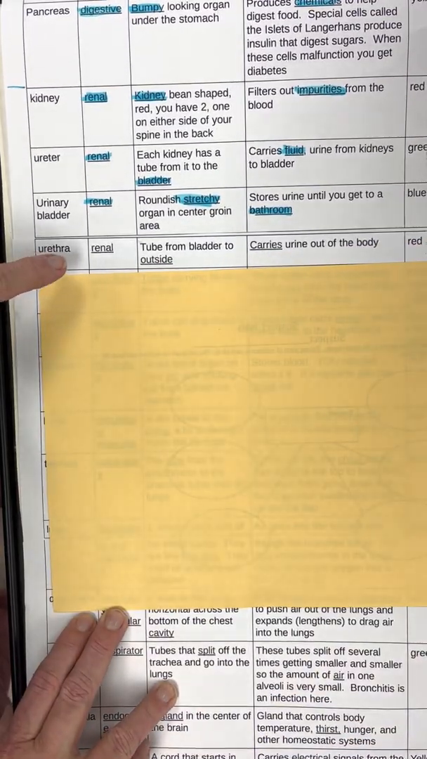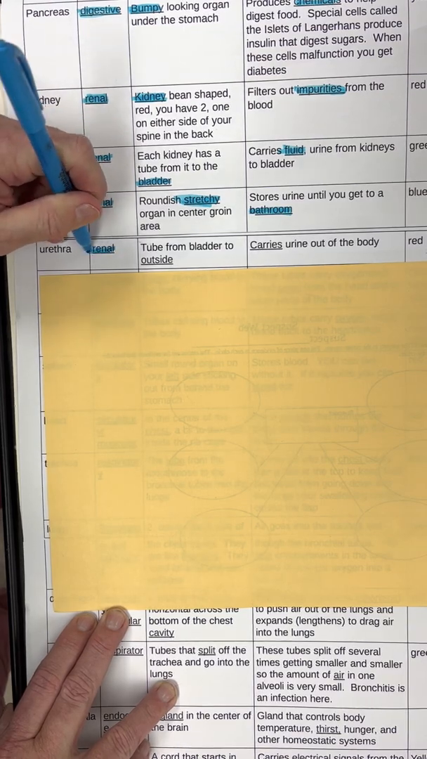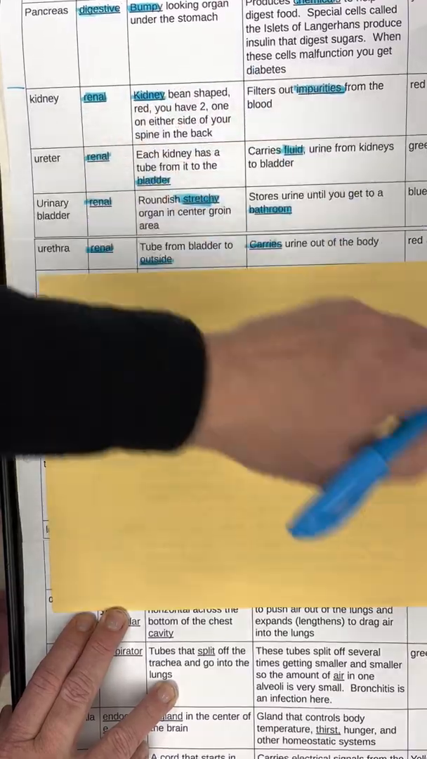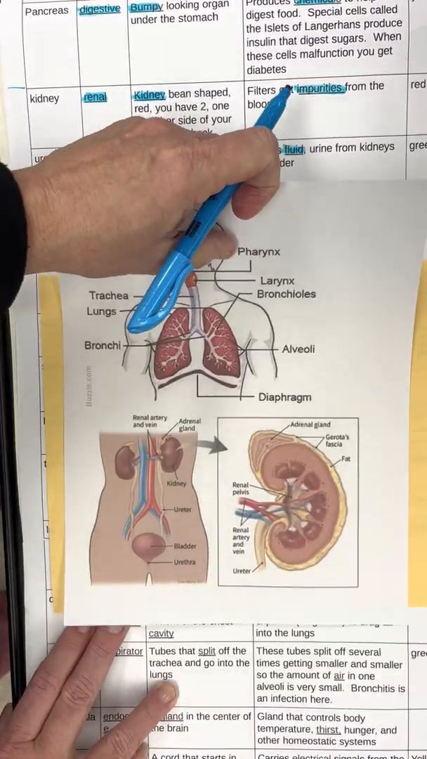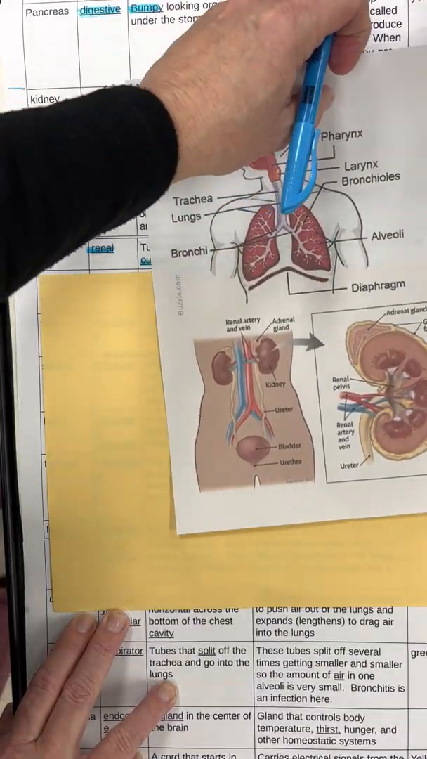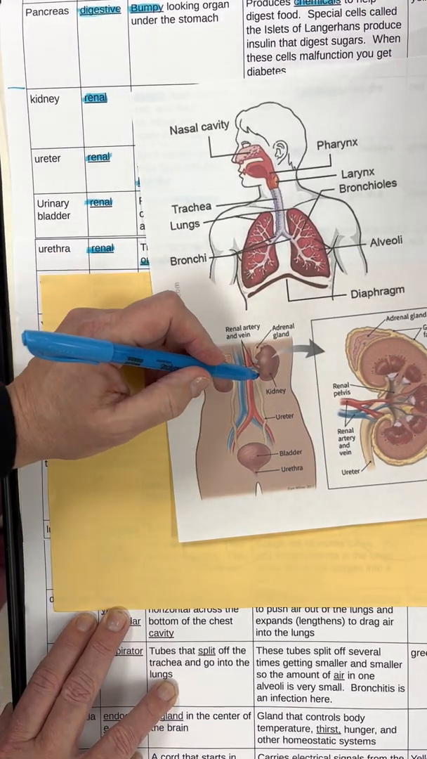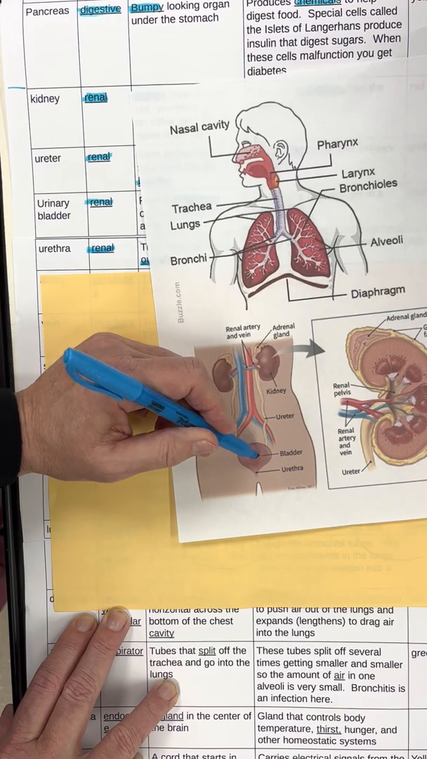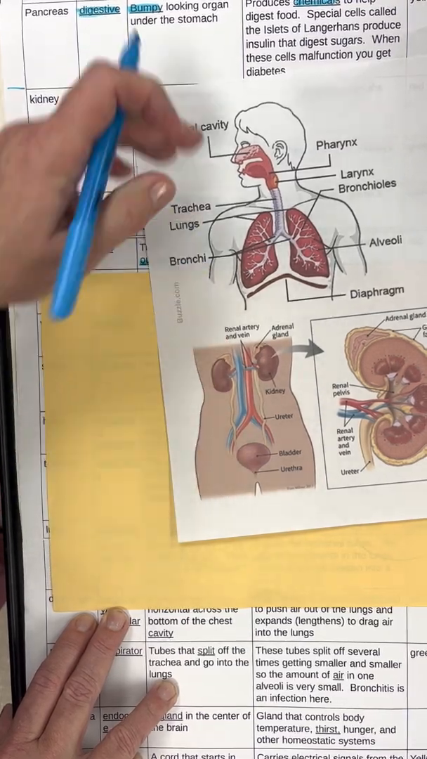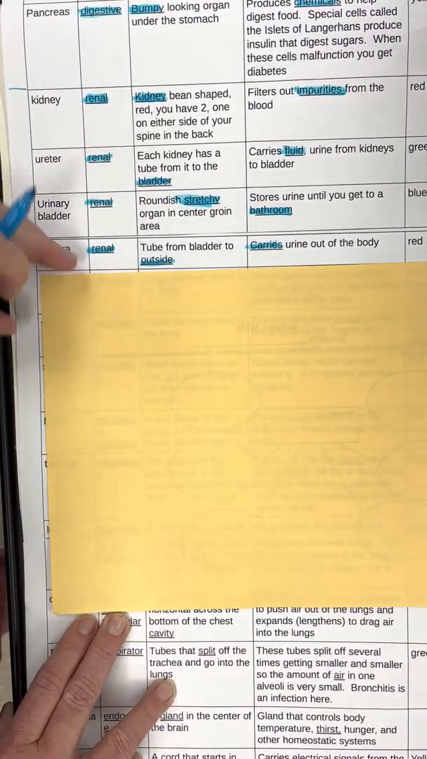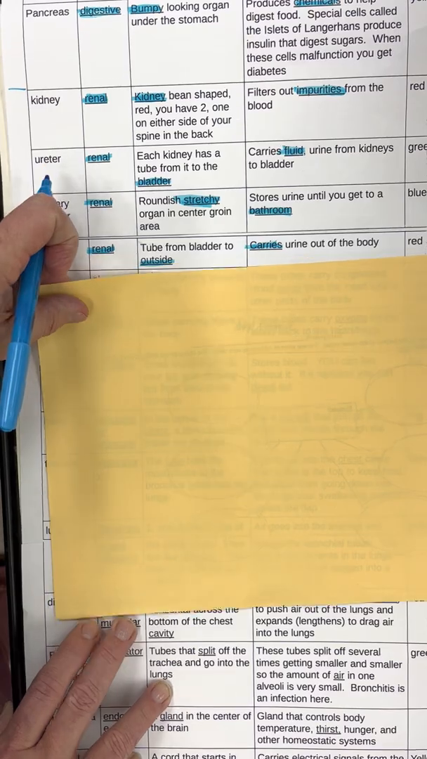Anyway, the urethra is renal. A tube from the bladder to the outside carries urine out of the body. So I have a diagram here of you have your kidneys, one on either side. You have your ureters that go out of the kidney to the bladder, and then your urethra is where you pee out of. Now, obviously, that's going to be rerouted depending on your gender, but it's still called the same thing.